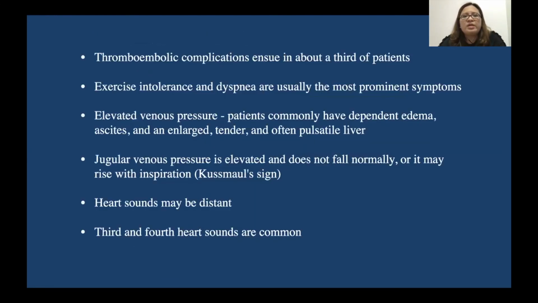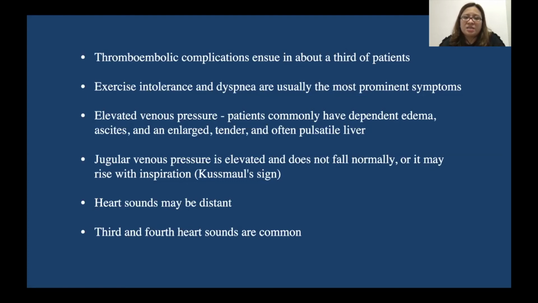Thromboembolic complications can ensue in about a third of patients. The most prominent symptoms are exercise intolerance and dyspnea, but most patients commonly have elevated venous pressure or right-sided symptoms. They have dependent edema, ascites, and an enlarged, tender, and pulsatile liver. There is elevated JVP, which does not fall normally or may rise with inspiration. That is what we call Kussmaul sign.